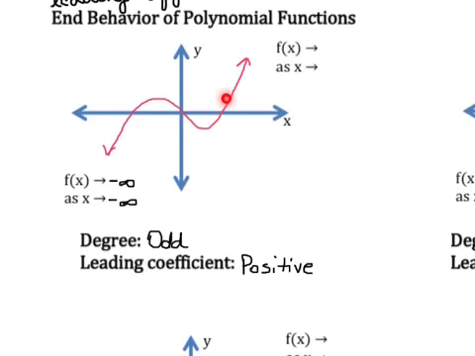Now let's look at this other end. As we're going up and up and up, my y is getting more positive, and so is my x. And so that means that as f of x approaches positive infinity, my x also is. And this is a pattern that you can find with any odd degree polynomial with a positive leading coefficient.